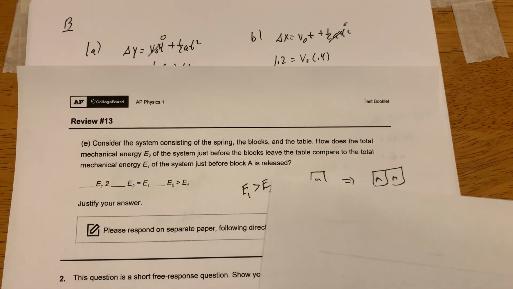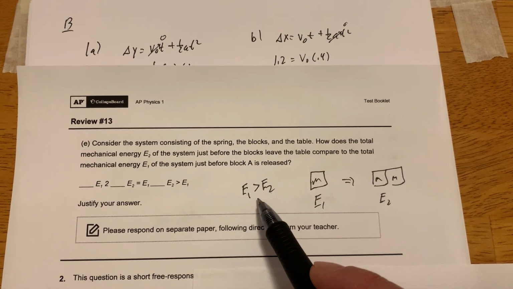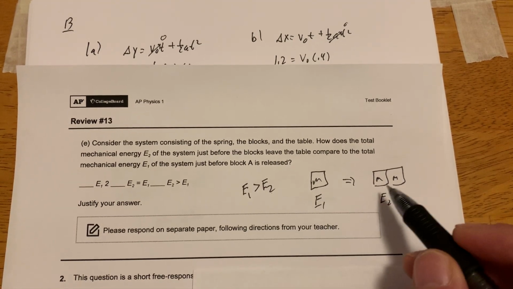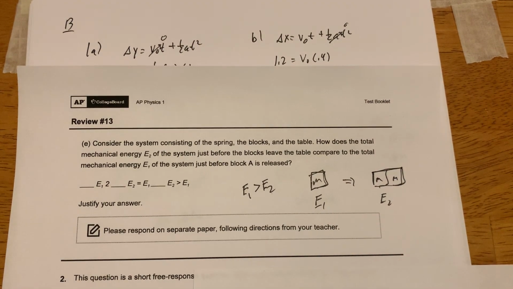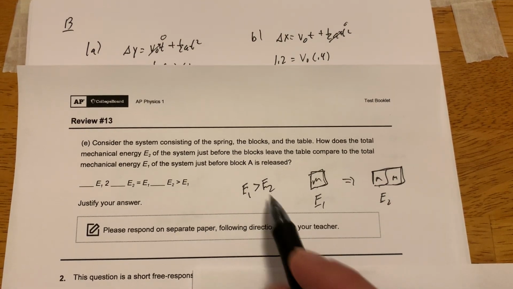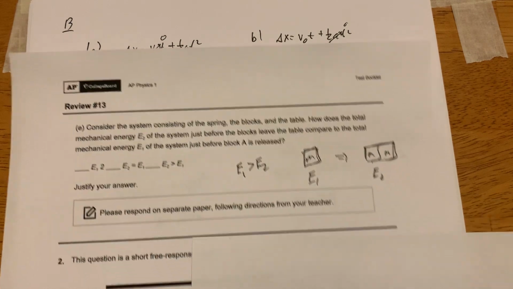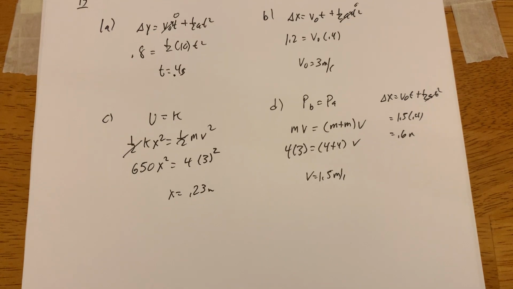So let's take a look. What do I have? It's going to be E1. The answer is E1 is going to be bigger than E2. So what am I saying is E1 before, I have one object. This crashes and sticks to 2. Now, the answer is E1 is bigger than E2. Why? I'm going to tell you why. Inelastic, energy must be dissipated to conserve momentum. But if you don't believe that, let's do some math.